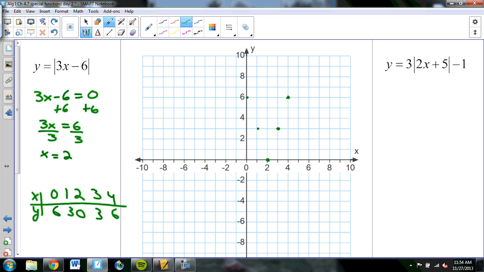And the graph's going to look like that. Alright, we okay there? What should I put in the middle of the table for the problem on the right?